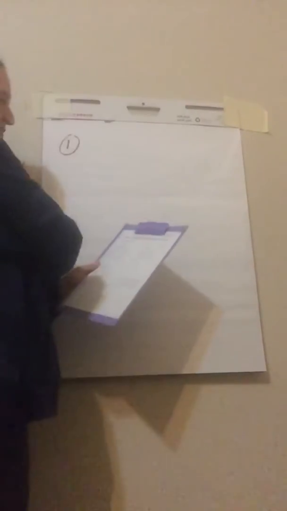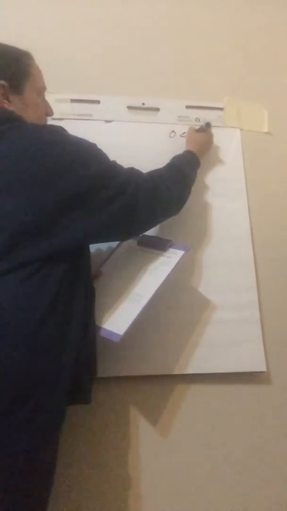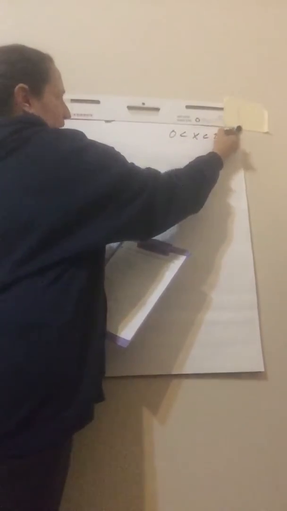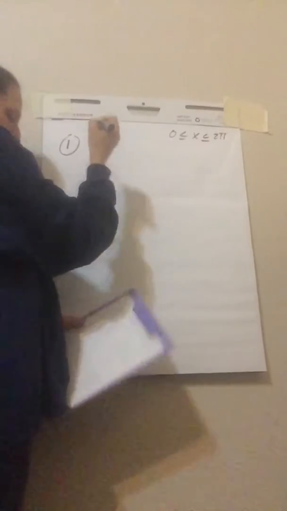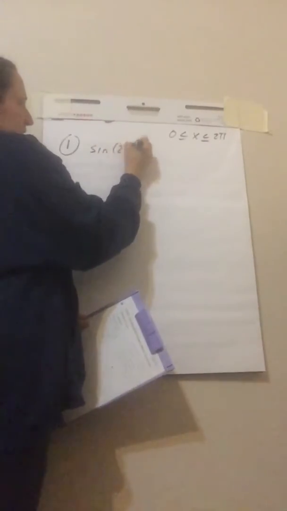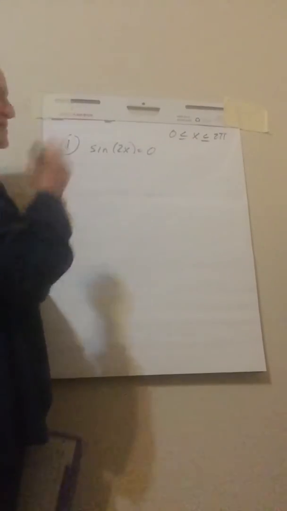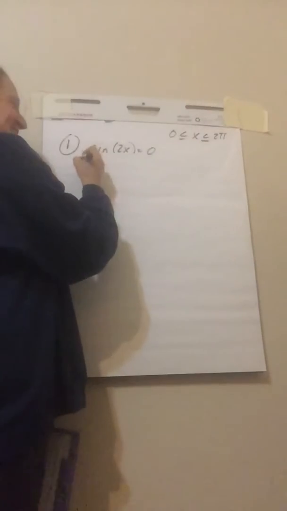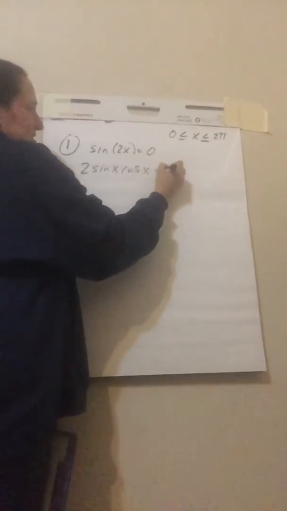We're solving for 0 is less than x is less than 2 pi. And we're going to solve sine of 2x equals 0. There's actually more than one way to solve this problem. One way we can do it is use the double angle formula. Does anybody remember that? I wish you could answer, but I'll answer for you. We have 2 sine x cosine x equals 0.